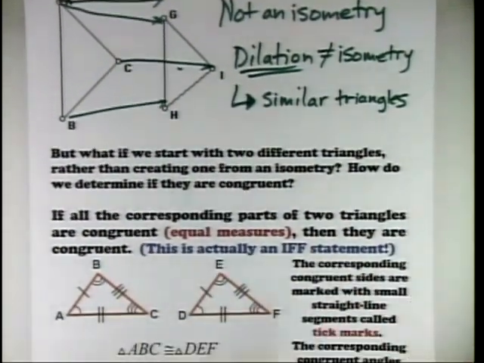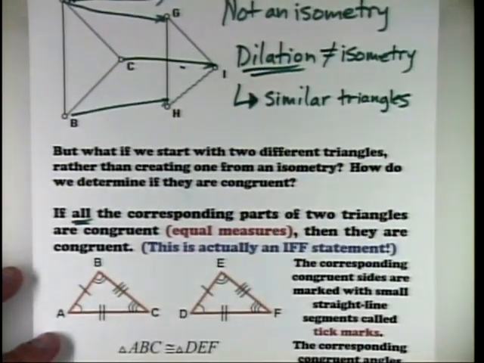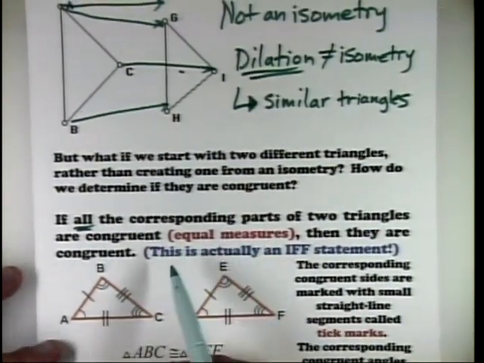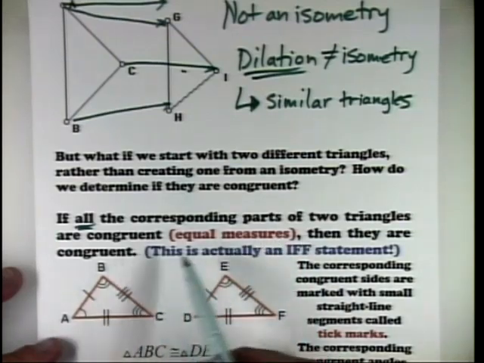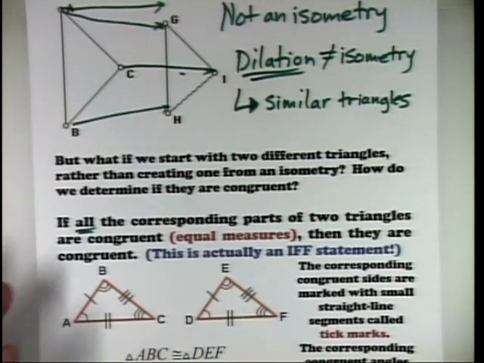Well, here's a real easy way to tell. Remember, we had 6 parts of a triangle, 3 on the inside for the angles, and then 3 around the perimeter for the 3 sides. If all 6 of the corresponding parts of any two triangles are congruent, which means equal measures, corresponding angles are the same size, corresponding sides are the same size, then we can say they're congruent. Now this is actually an if and only if statement, so it goes both ways. If we know they're congruent, then all the corresponding sides are congruent, and if all the corresponding sides are congruent, then the triangles are congruent.